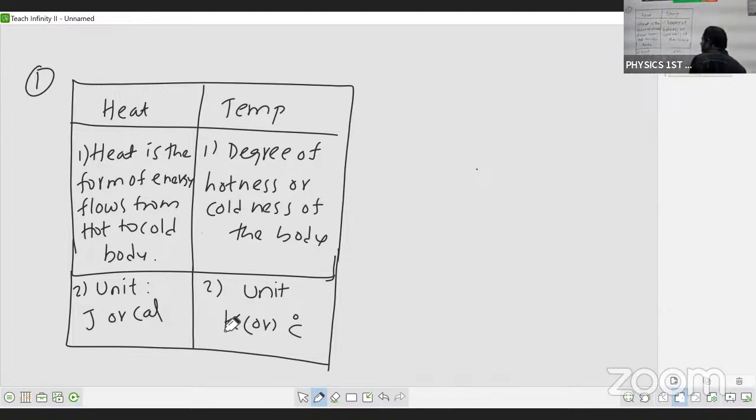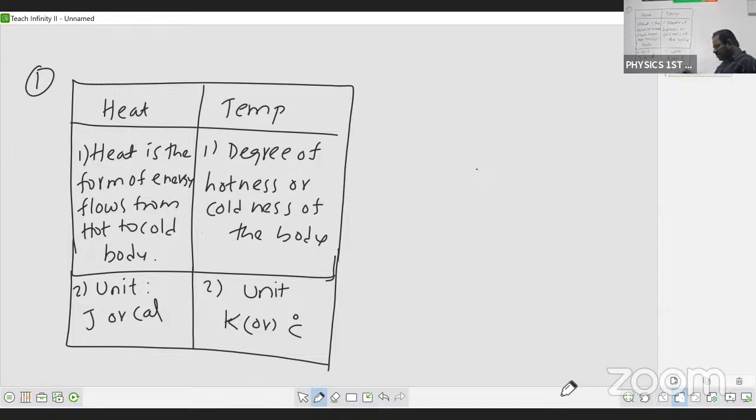So, to distinguish between heat and temperature, you write two points, that is enough. Heat is a form of energy, flowing from hot body to cold body. Degree of hotness or coldness of the body is temperature. Heat is measured with a calorimeter. Calorimeter is used to measure heat. Thermometers are used to measure temperature. Like that we write differences. So two points are enough.